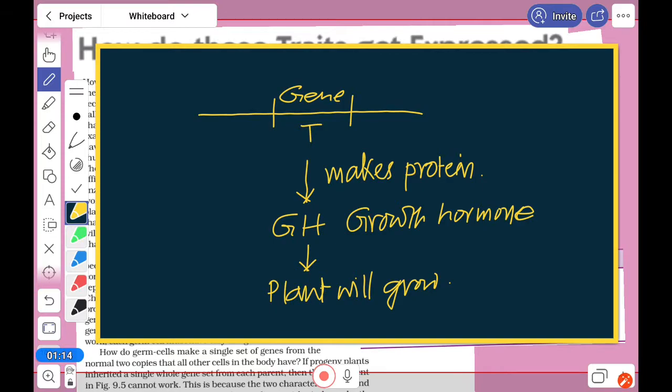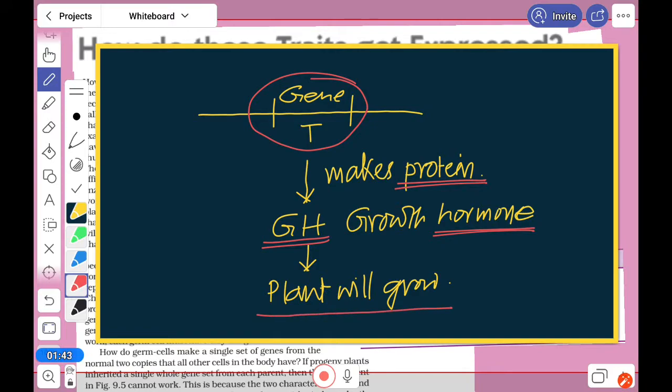So look here. Here is one gene, the gene T, which according to Mendel was a factor. Every gene will make a protein to produce its character. So this T gene will make a certain protein. What is this protein? It is a growth hormone. With this growth hormone the plant will grow, so it shows its tallness.